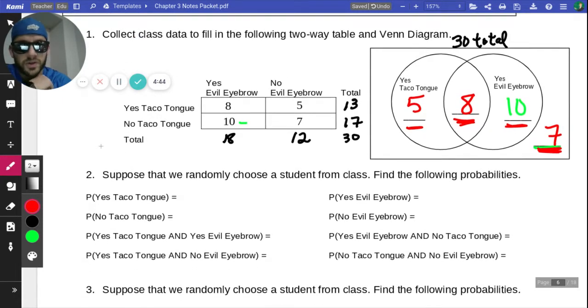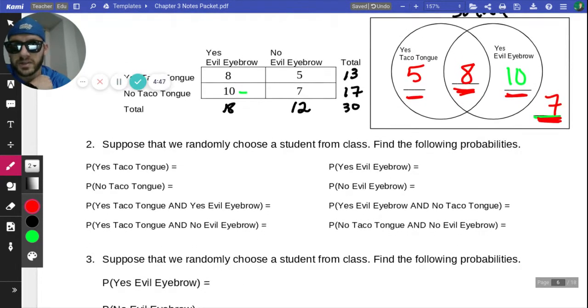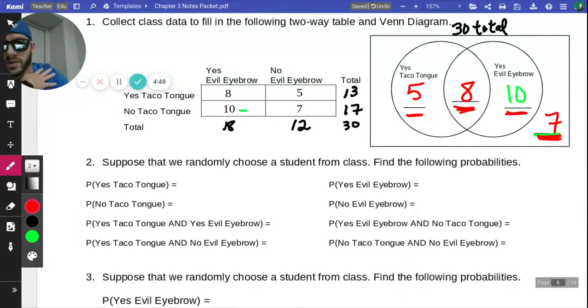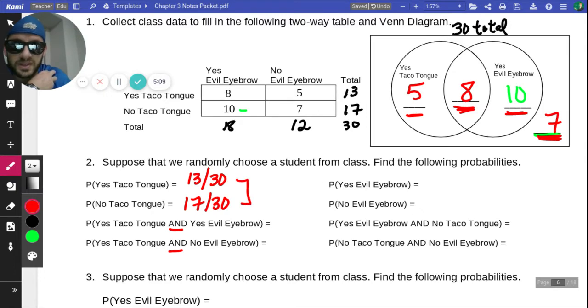All right, so let us answer number 2 together. And then we're going to answer some "and" questions, some overlapping questions there. So yes, taco tongue. How many people total said yes to taco tongue? That was 13 out of my total of 30. No taco tongue. That is 17 out of a total of 30. Notice that these add to all 30 out of 30. That's important.